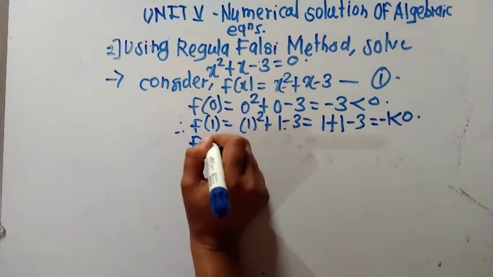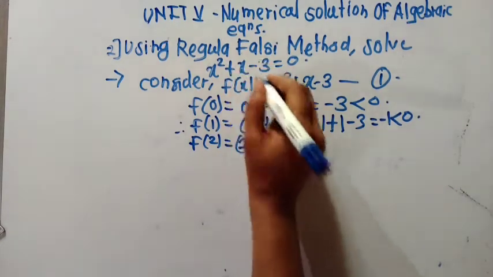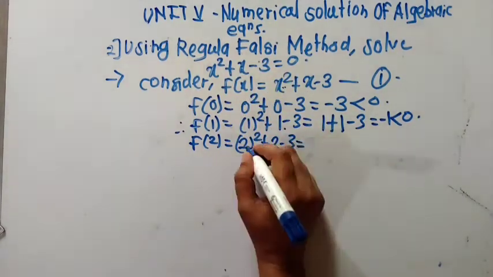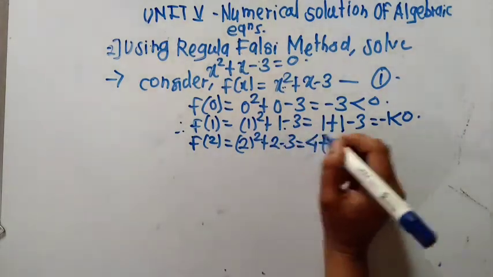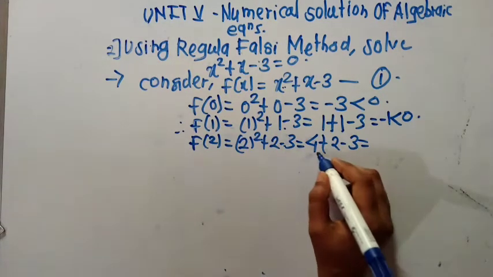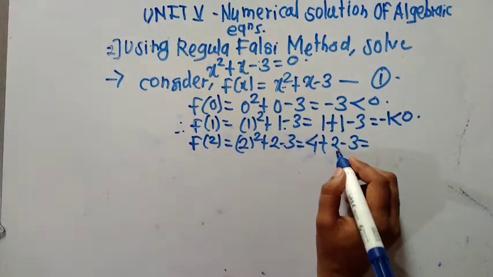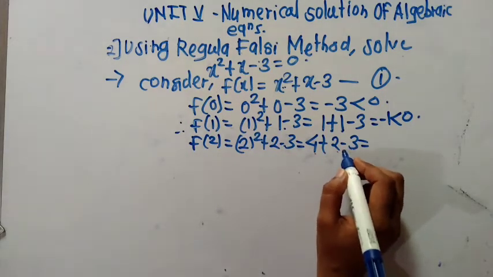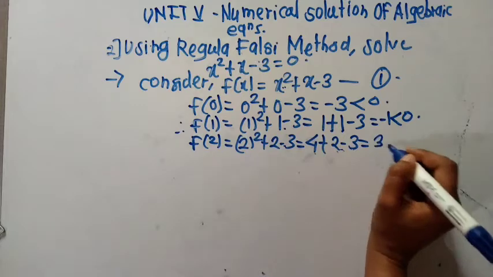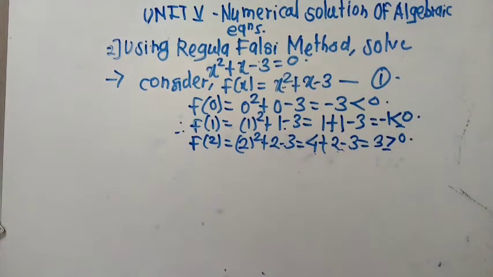Then find out f of 2. So 2 square plus 2 minus 3. 2 square is 4, plus 2 minus 3. So 2 minus 3 is minus 1, and 4 minus 1 is 3. And 3 is greater than 0. It is less than 0, it is greater than 0, and so it has opposite sign.